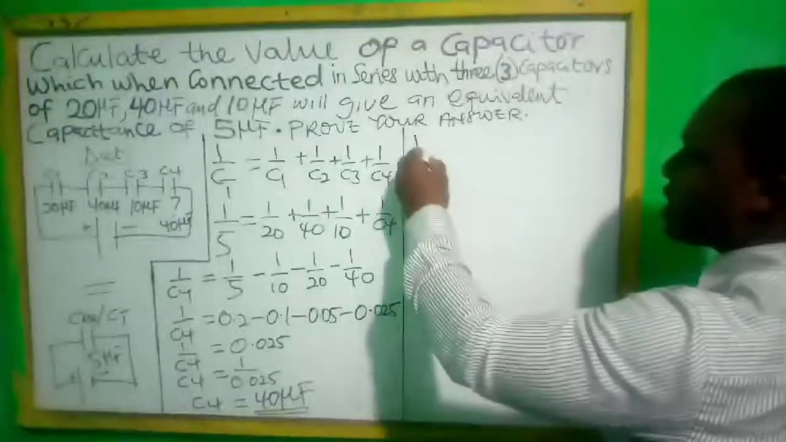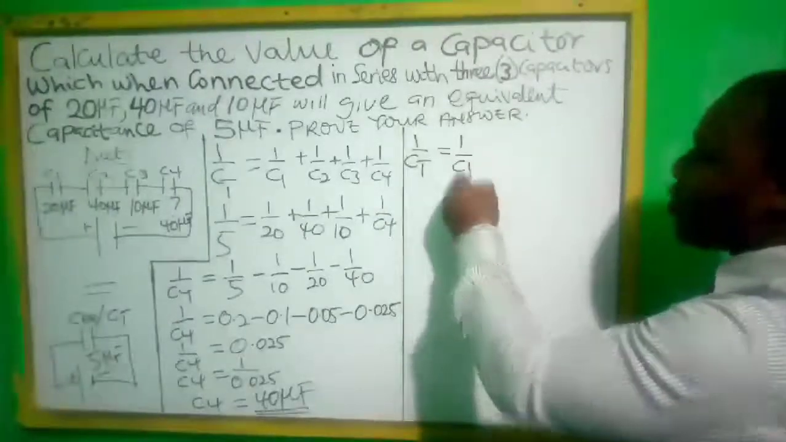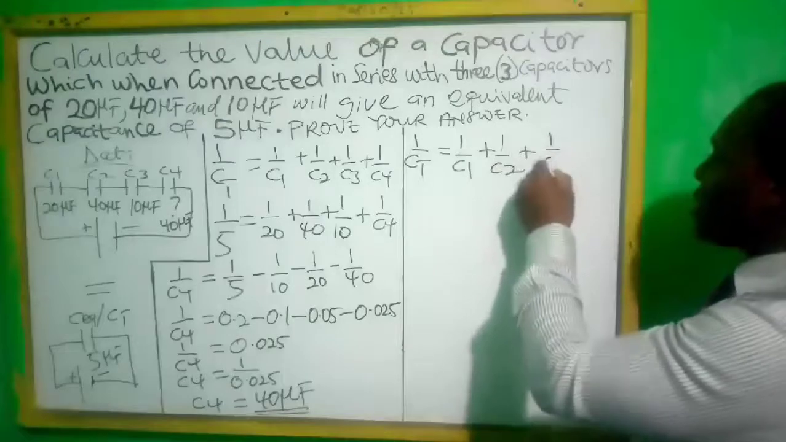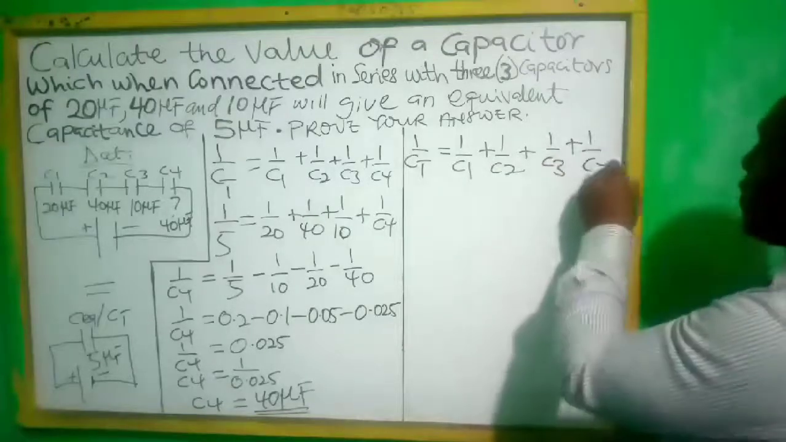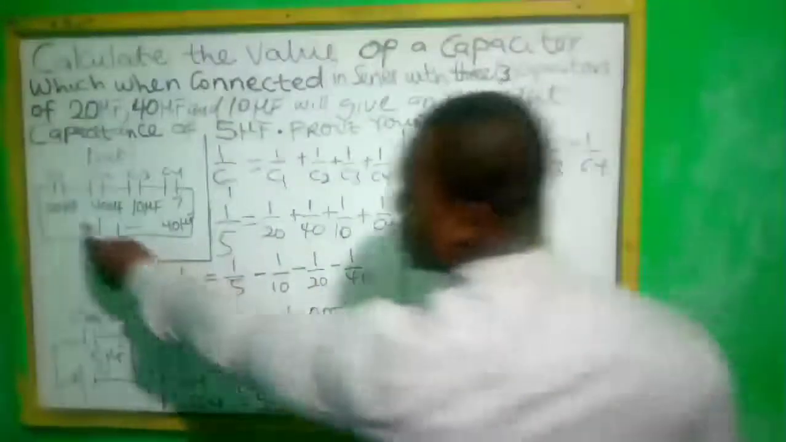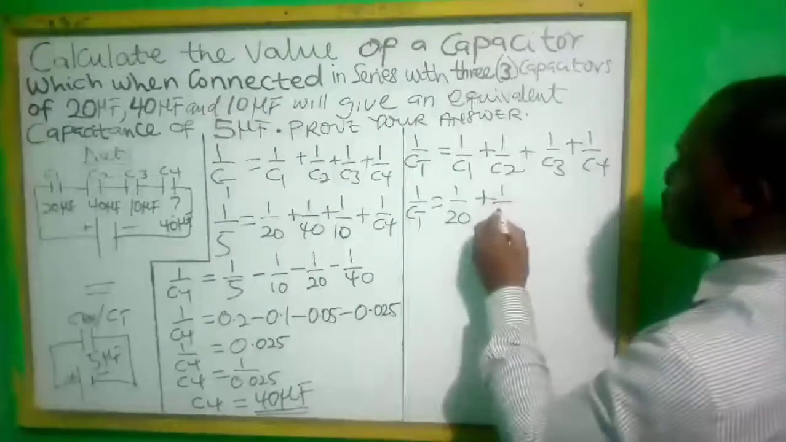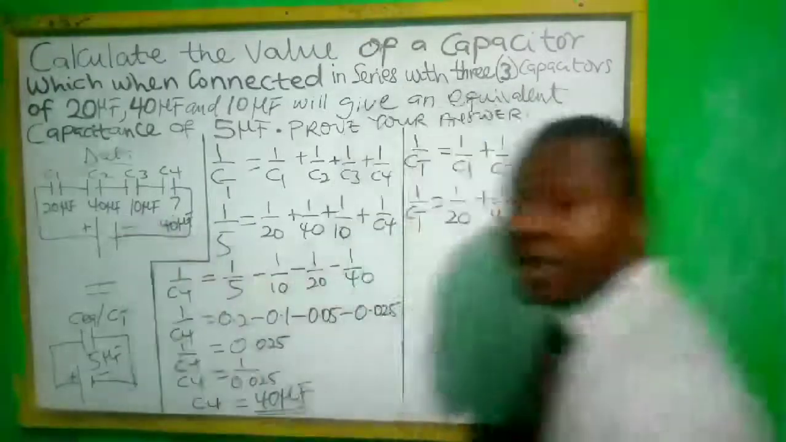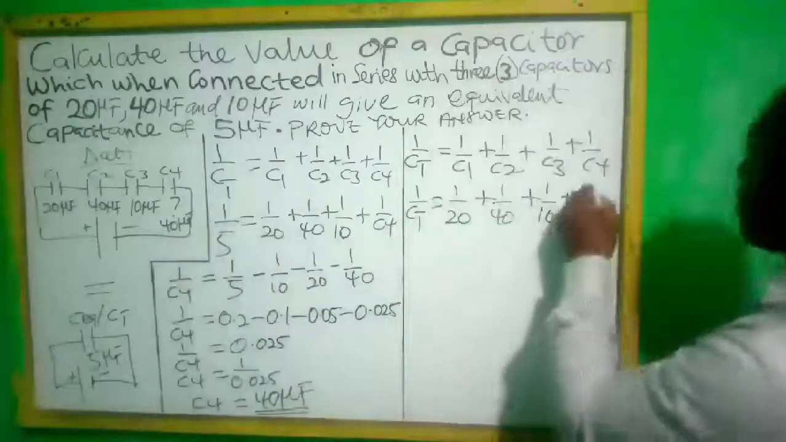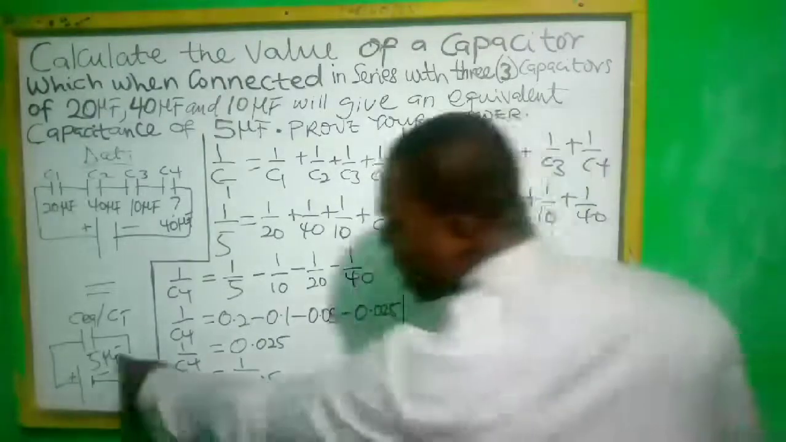We use the same formula, 1 over C total or 1 over C equivalent, which is 1 over C1, 1 over C2, 1 over C3, plus 1 over C4. So 1 over CT equal to 1 over C1. Our C1 is 20, so 1 over 20 plus 1 over 40, which is C2, plus 1 over C3. C3 is 10, so 1 over 10. And the C4 is what we just got, 40 microfarad, so 1 over 40. Let's divide and see whether at the end we are going to get our C total as 5 microfarad.